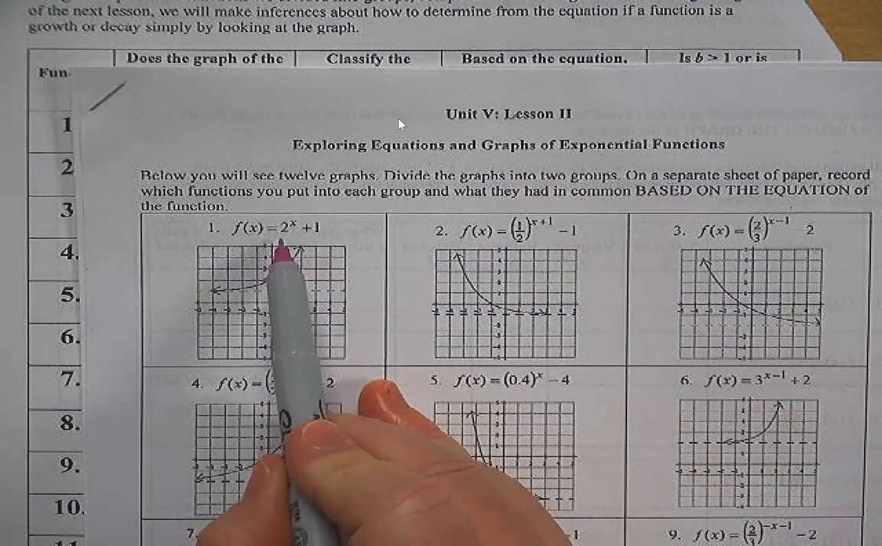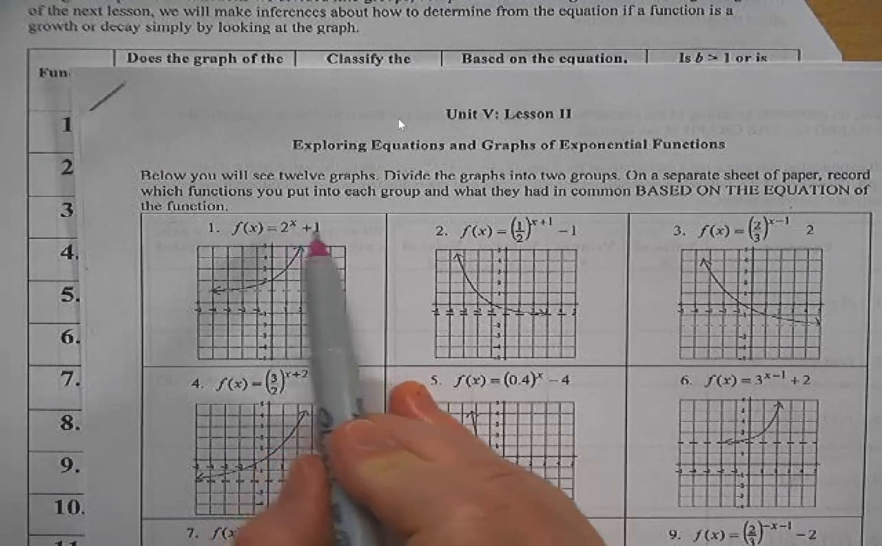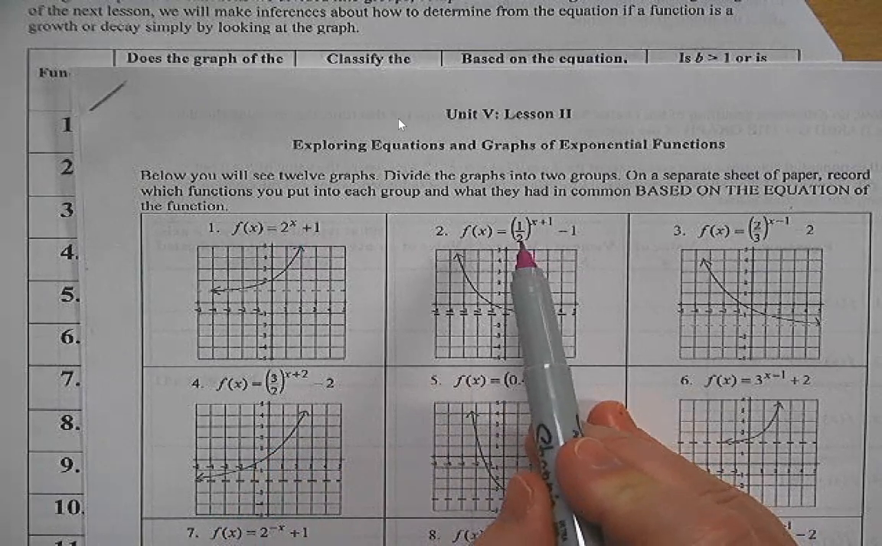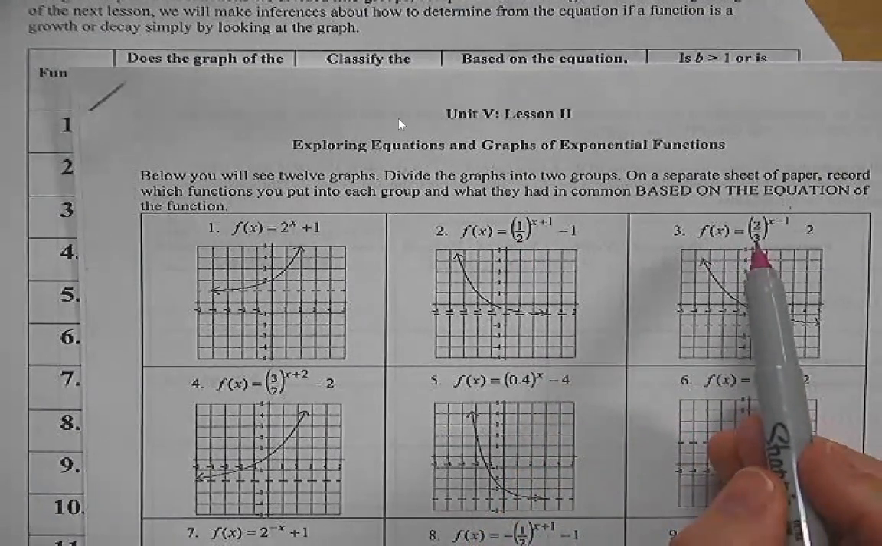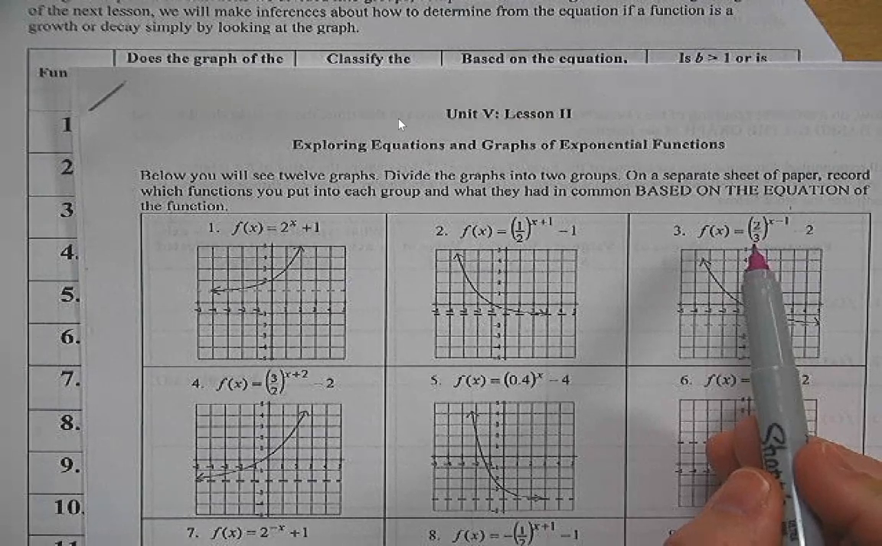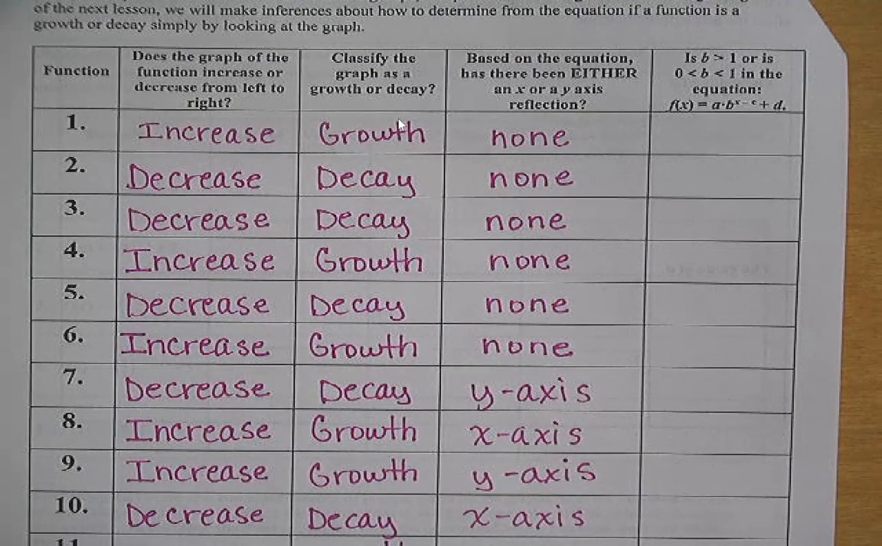So in number 1, the b value is 2, which is clearly greater than 1. For number 2, the b value is 1/2. That's between 0 and 1. And for number 3, the b value is 2/3, which is between 0 and 1. Okay, so let's go ahead and add that to our chart.